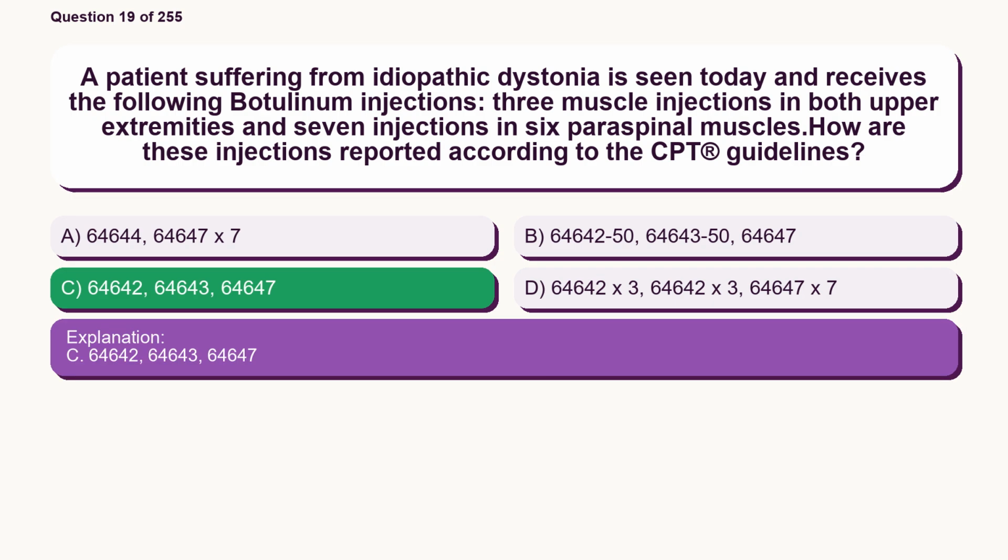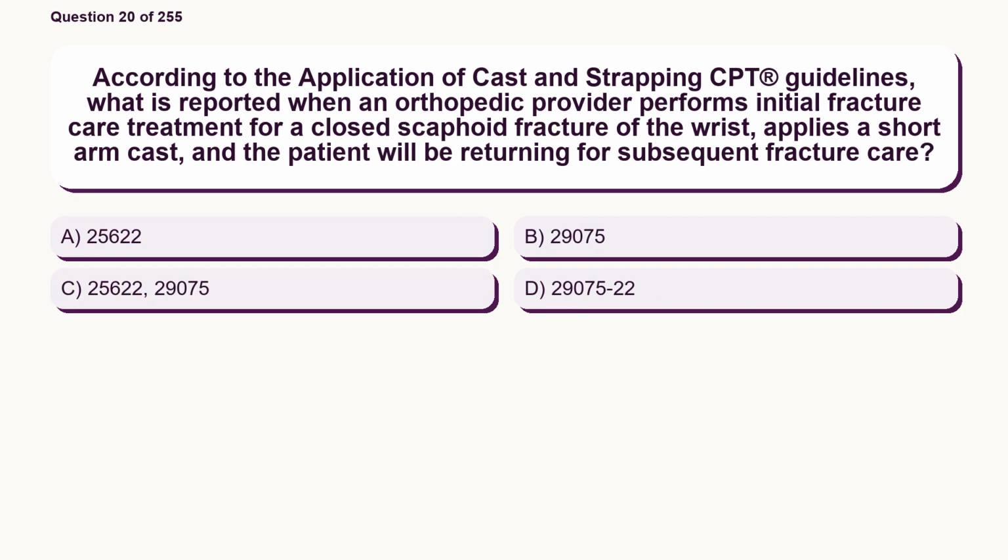C, 64642, 64643, 64647. Question 20. According to the application of cast and strapping CPT guidelines, what is reported when an orthopedic provider performs initial fracture care treatment for a closed scaphoid fracture of the wrist, applies a short arm cast, and the patient will be returning for subsequent fracture care?